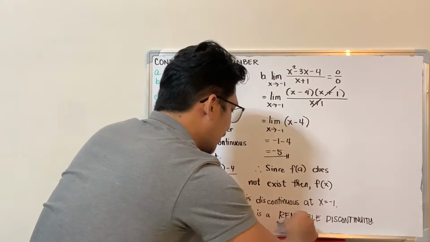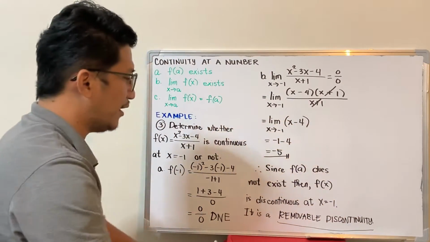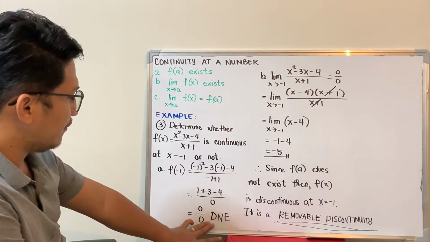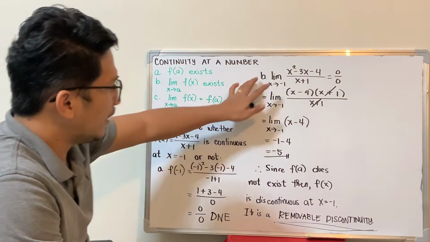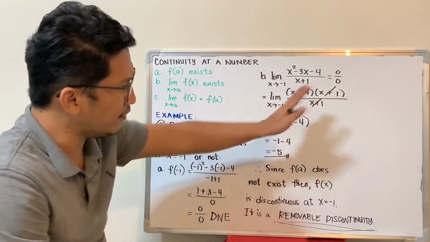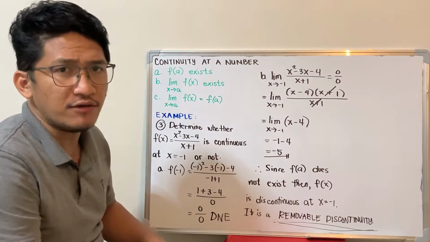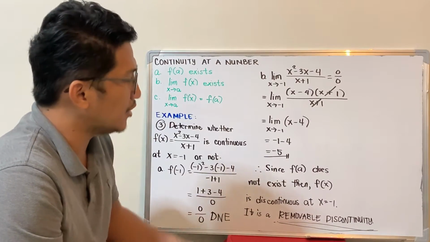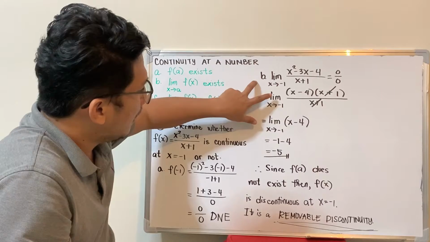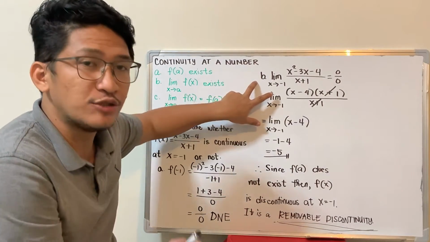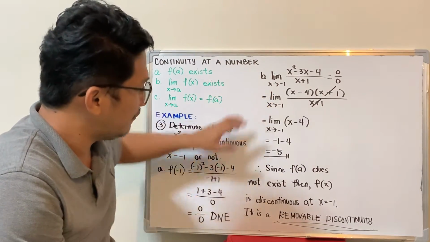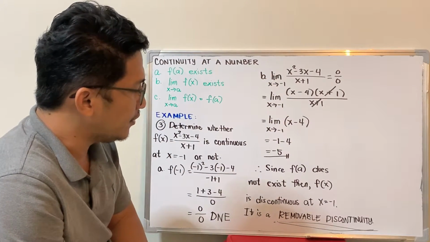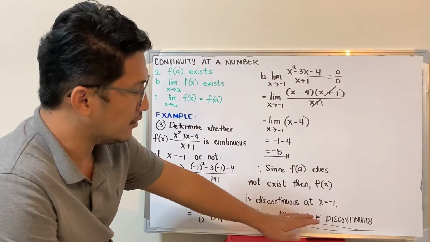Okay. So, remember, if we say removable discontinuity, f of a must be 0 over 0, and the limit exists in letter B. There's no need for you to proceed in letter C, because anyway, we already know that the function is discontinuous. We proceed to letter B because we want to know the type of discontinuity. If this happens again, then we say that the function is discontinuous. We call it removable discontinuity.